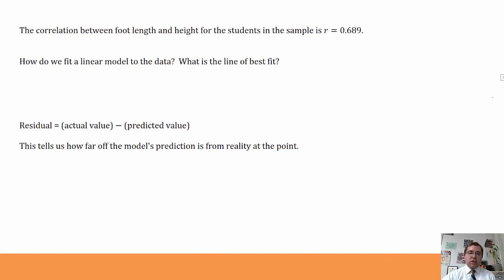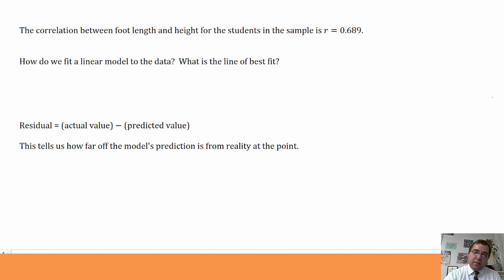Residual is the actual value minus the predicted value. The residual is the vertical distance on the graph from the actual point to the point on the line for that same x value. That vertical difference between the prediction and the actual point. It tells us how far off the model's prediction is from reality for that x value. So for a particular foot length, the model will predict some height. The actual height for that person with that foot length might be something else. And what is that difference? Obviously, we don't want that difference to be very big. We want small residuals overall.